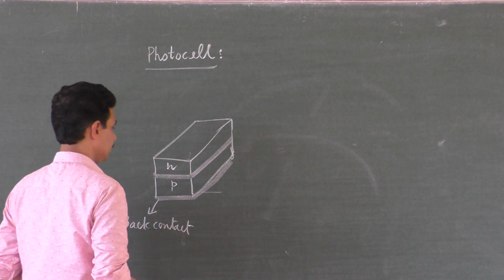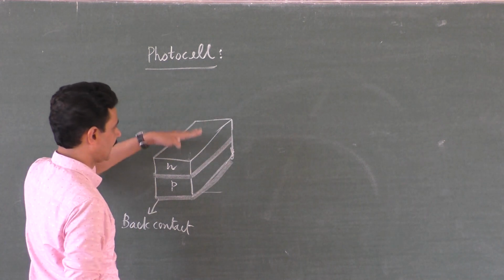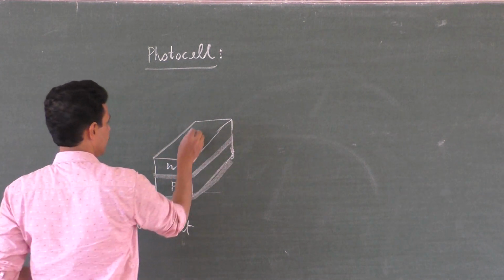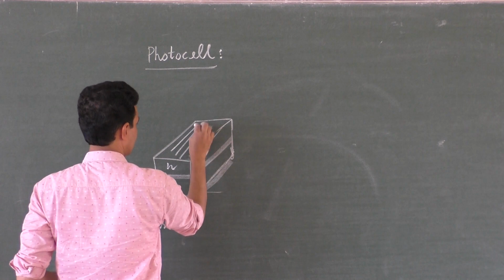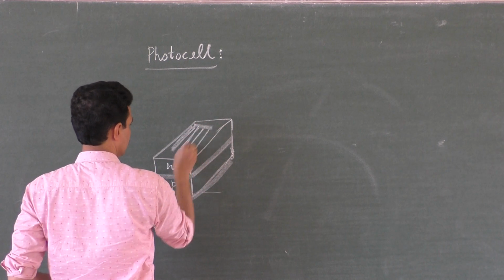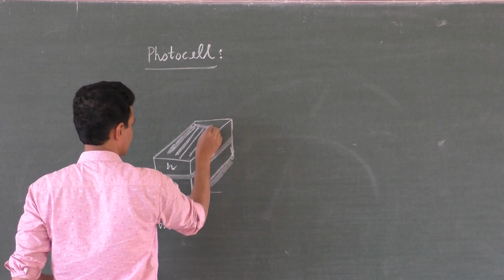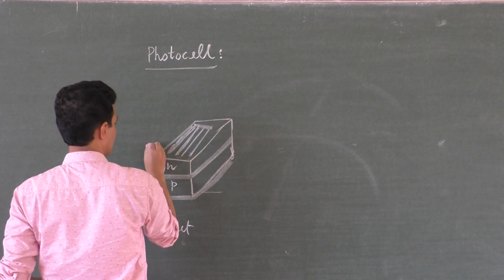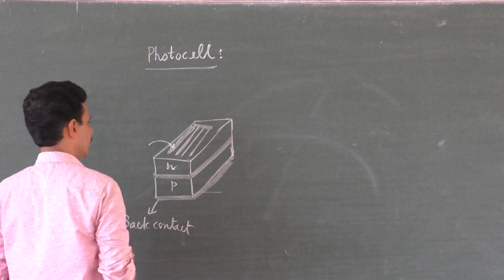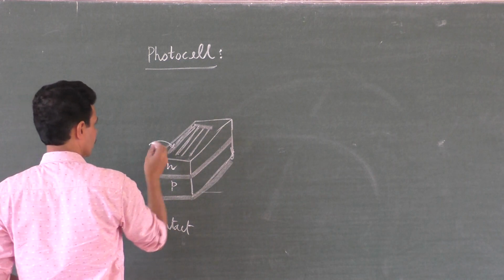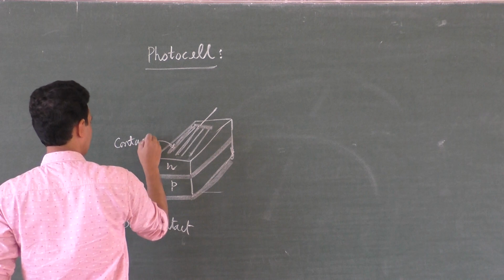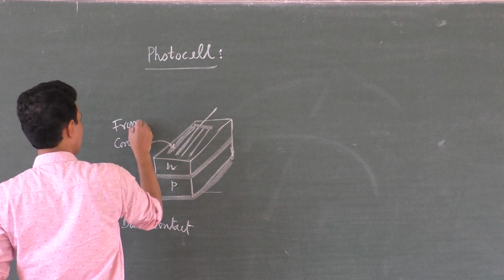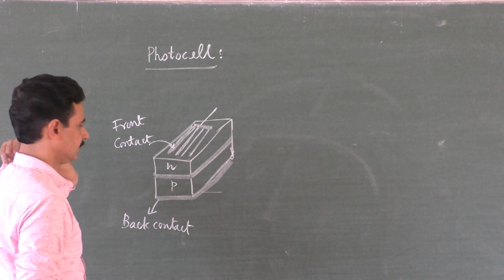And what about the upper end? The upper end will have a transparent sheet. Below that there are metal rods kept like this, and they will be connected like this. They are called contact rods or grids. It is connected outside. Front contact and back contact.